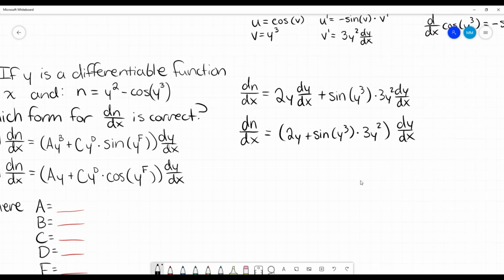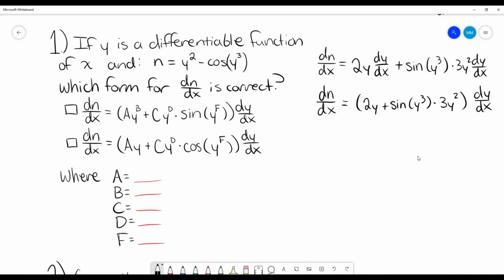And we can see pretty quickly, although we don't have it exactly set up the same as this, we know that it's going to be this first option because this one has a sine and the other one has a cosine. We know that our answer uses sine.